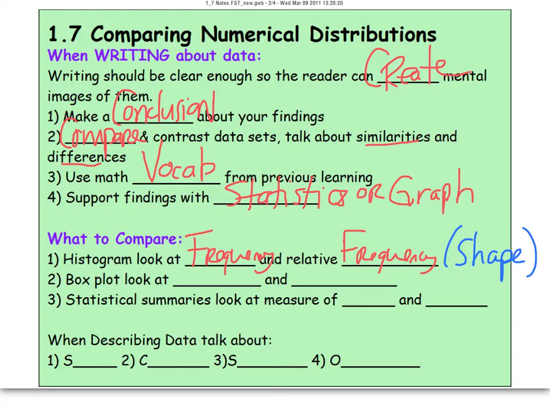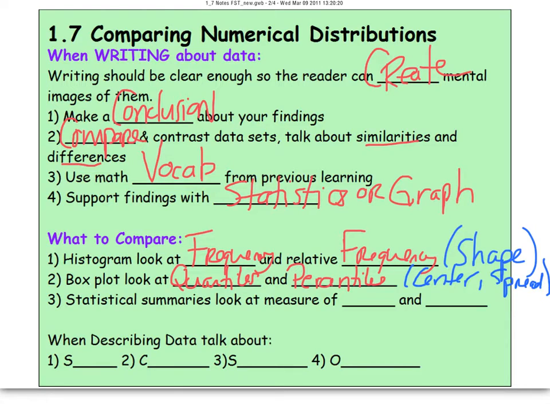When you're looking at box plots, you're going to want to look at the quartiles and the percentiles. Now, from the box plot, you're going to be able to see the center in terms of the median, and you'll be able to see the spread in terms of seeing the IQR and the range.